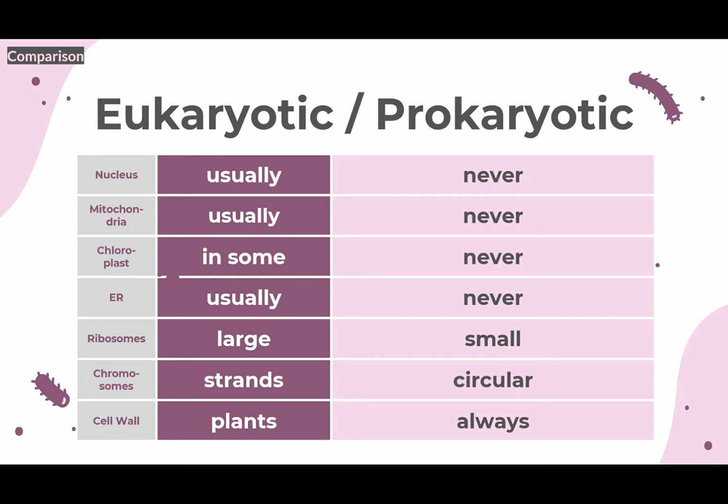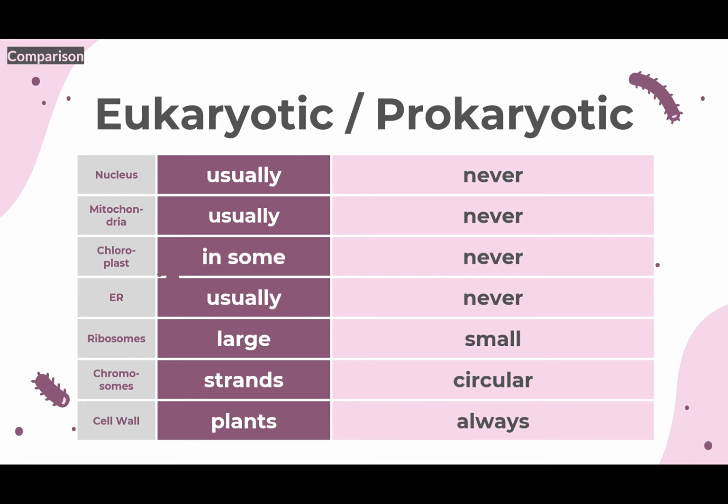They also contain a nuclear envelope, chromosomes and chromatin, whereas in prokaryotic cells, as you saw before, they have no nucleus, and therefore there is no nuclear envelope and no nucleolus. Then we have mitochondria that are usually present in eukaryotic cells and never present in prokaryotic cells. We have chloroplasts that are present in some plant cells but never in prokaryotic cells. We have the ER that is usually present in eukaryotic cells and never present in prokaryotic.